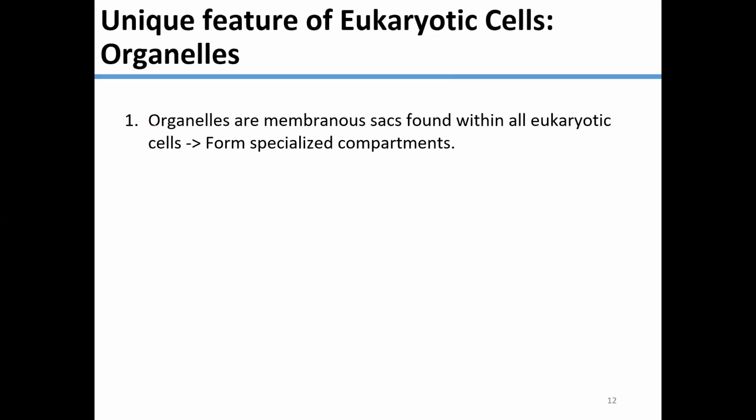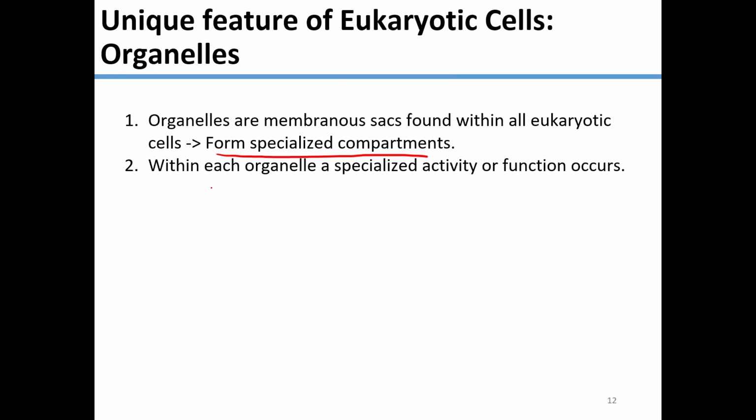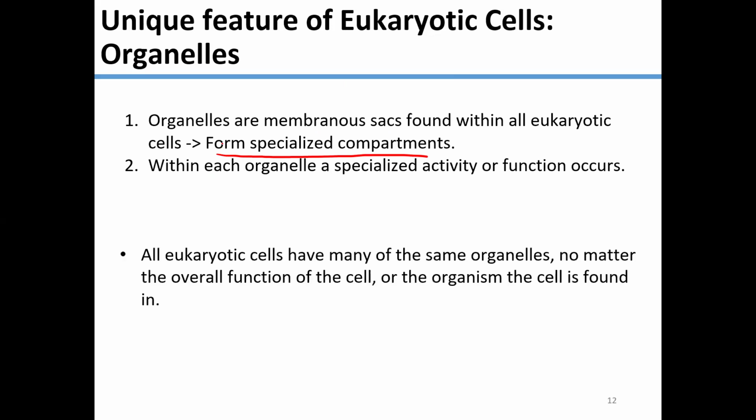So let's go ahead and take a look at some unique features of these eukaryotic cells. Organelles are membrane sacs found within all eukaryotic cells. They're going to have specialized components, meaning that they're all going to have a specific function in order to help facilitate the health of the cell. Now, all eukaryotic cells have many of these same organelles, no matter the overall function. So there are going to be many, many different pieces within these cells which help facilitate the health of the cell.